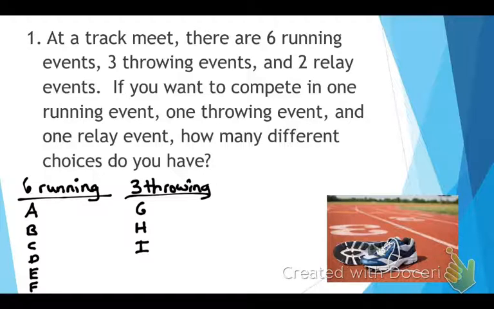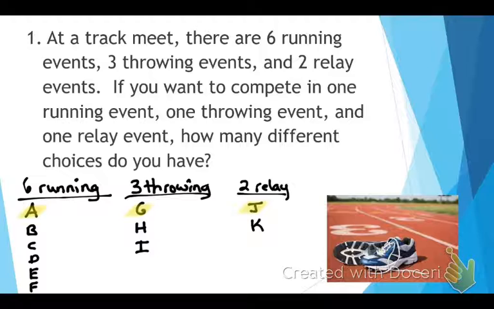Last thing, I said relay events. How many relay events are there? 2 relay events. So we'll have J and K. All right, so there's 3 different options that you could do. So let's just figure out, if I said, I'm just going to do A and G and J. That's one way that I could mix things up, all right?